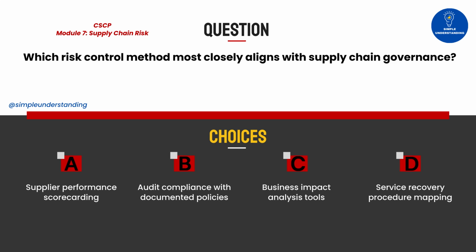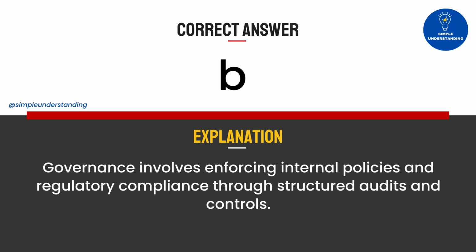3. Which risk control method most closely aligns with supply chain governance? A. Supplier performance scorecarding. B. Audit compliance with documented policies. C. Business impact analysis tools. D. Service recovery procedure mapping. Correct answer: B. Explanation: Governance uses audits and policy enforcement to ensure compliance and reduce risk exposure.